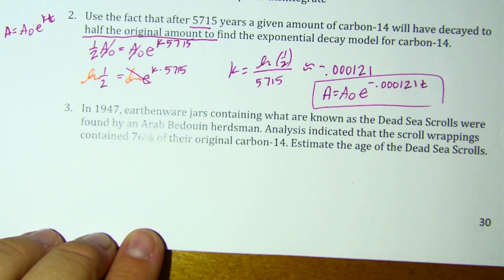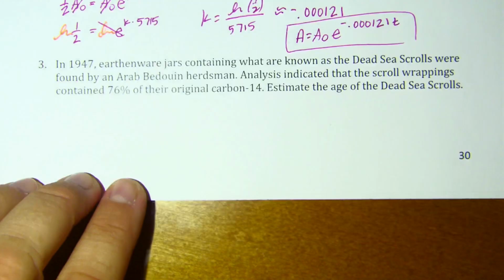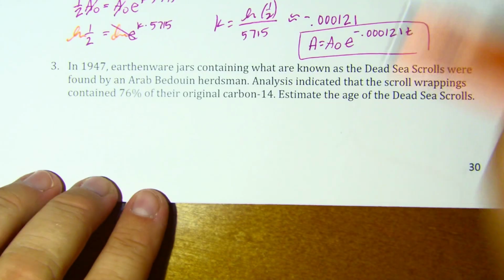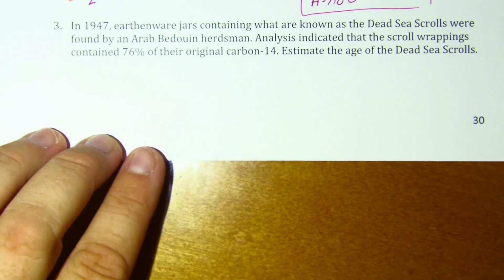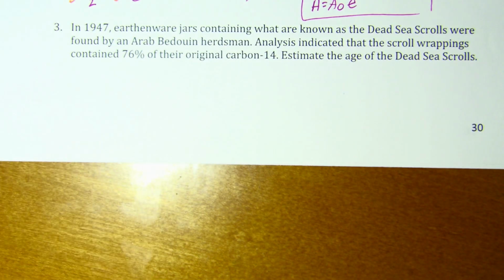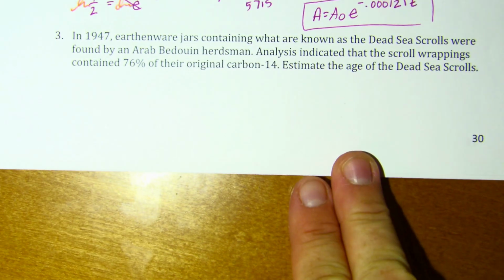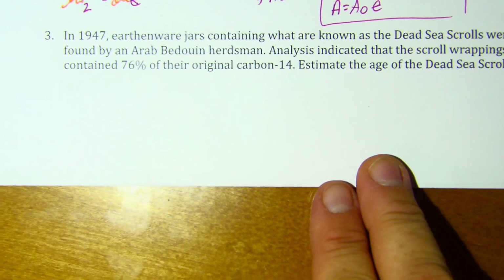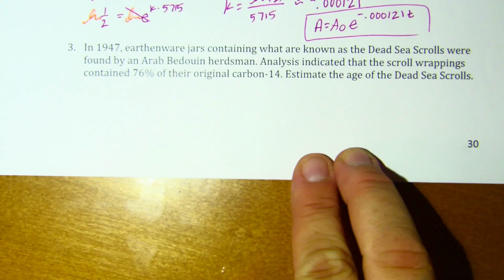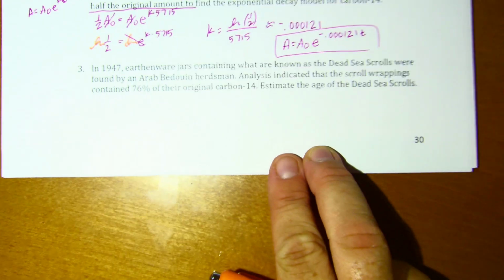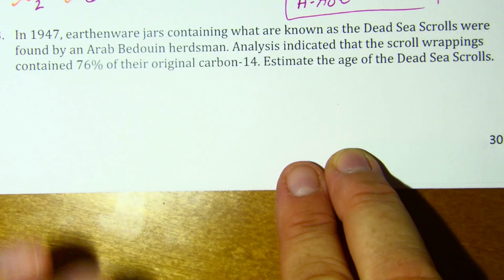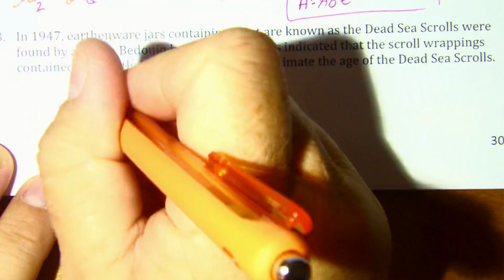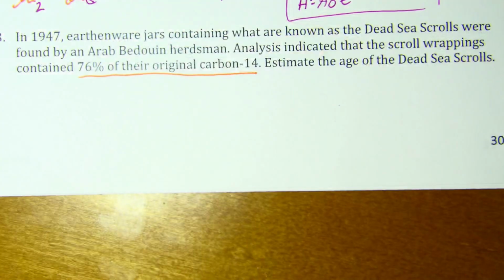In the next example, we're using that equation. It says in 1947, earthenware jars containing what are known as the Dead Sea Scrolls were found by an Arab Bedouin herdsman. And analysis indicated that the scroll wrappings contained 76% of their original carbon-14. So we're going to use that. And it says estimate the age of the Dead Sea Scrolls.